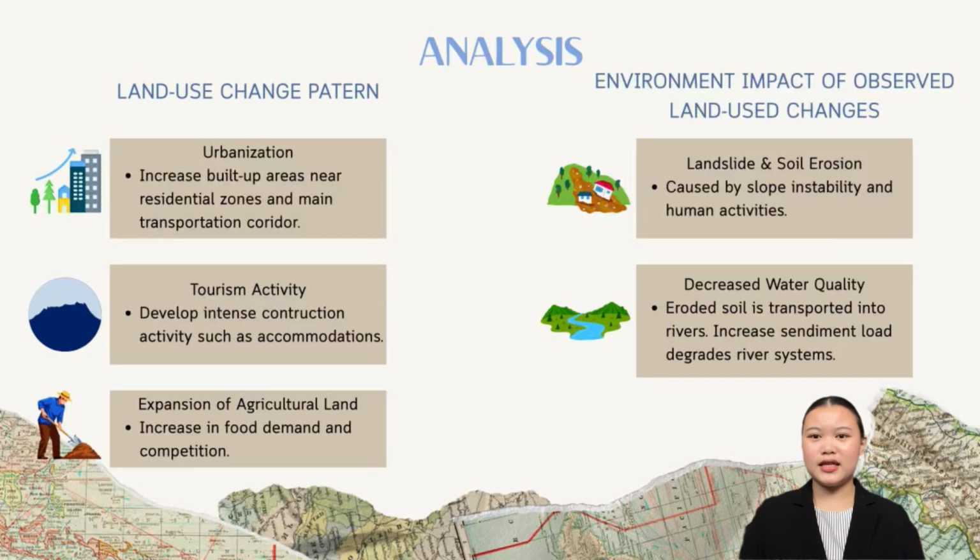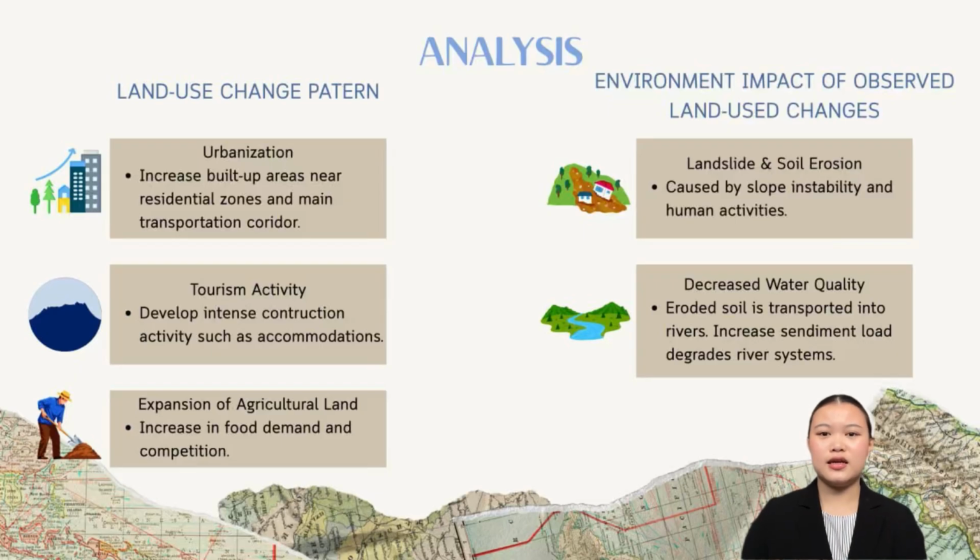Secondly, tourism activity has become a major driver of land use change patterns. Kundasang is a popular highland tourism destination, and this has led to intensive construction activities, particularly the development of accommodations, resorts, and supporting facilities. As a result, more land has been converted from forest or bare land into built-up areas.